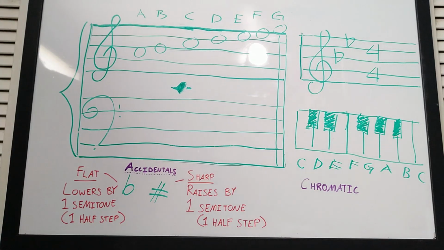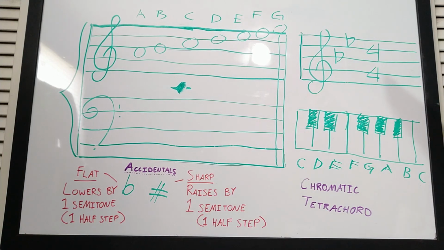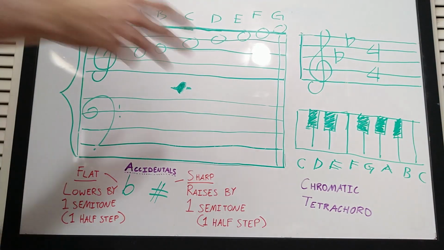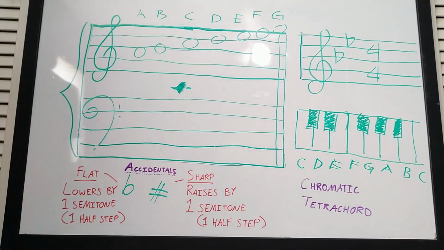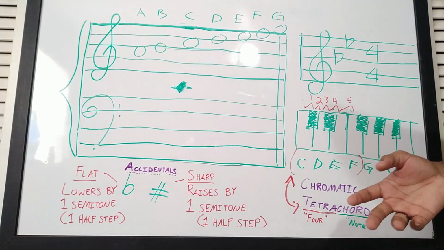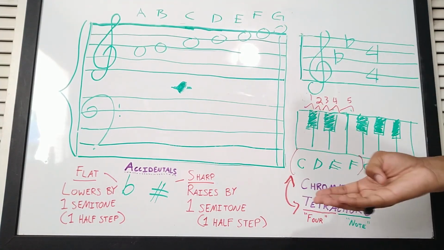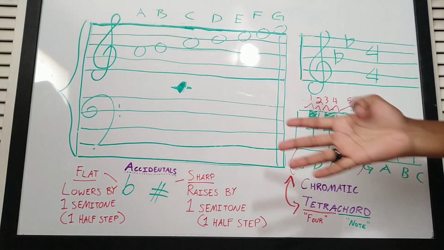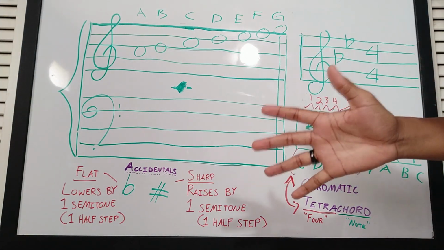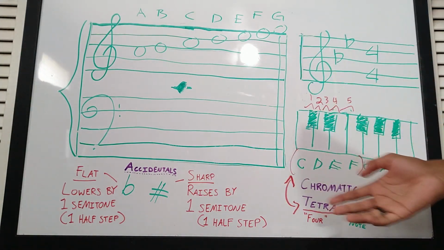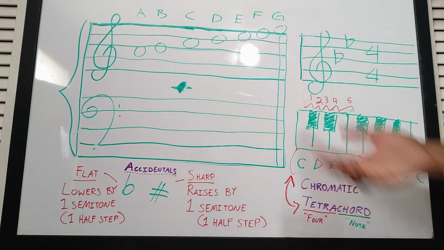Okay, so the last thing we're going to teach you in this lesson is a little thing called a tetrachord. A tetrachord is a series of 4 notes in which their total is a perfect fourth. Another way to explain this is that a tetrachord is a set of 4 notes where the distance between the first and the last note is 5 semitones. In Greek, tetra means 4, and chord means notes.